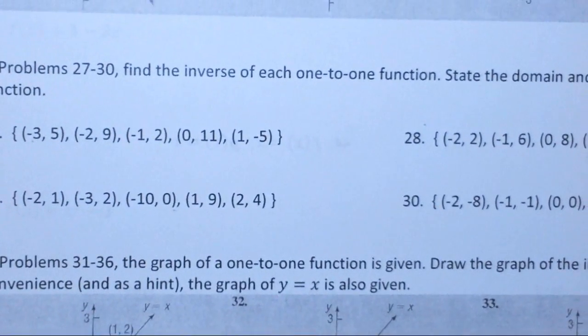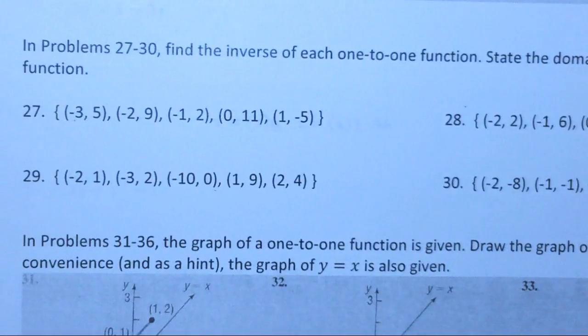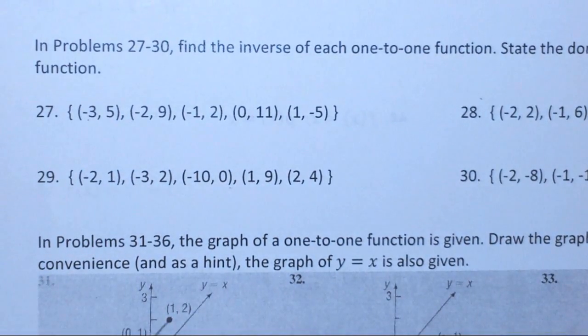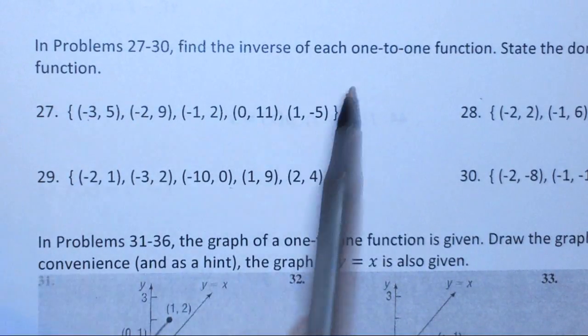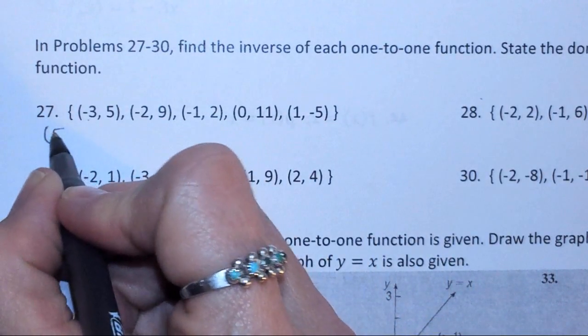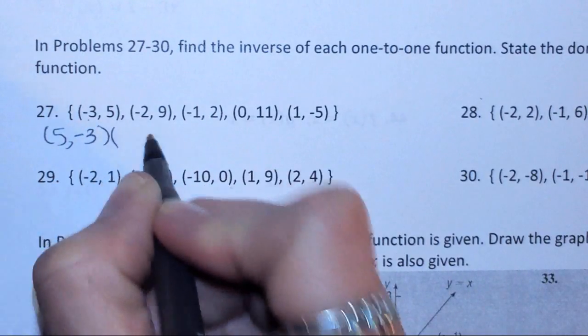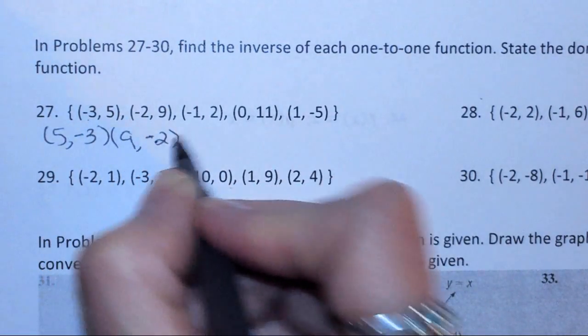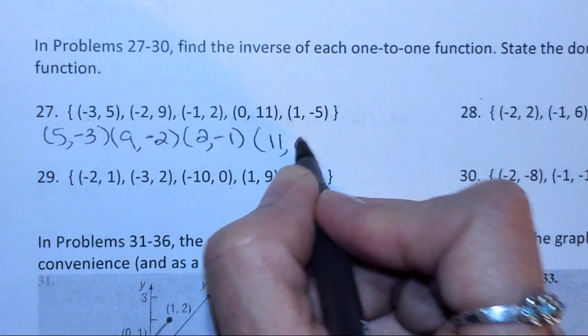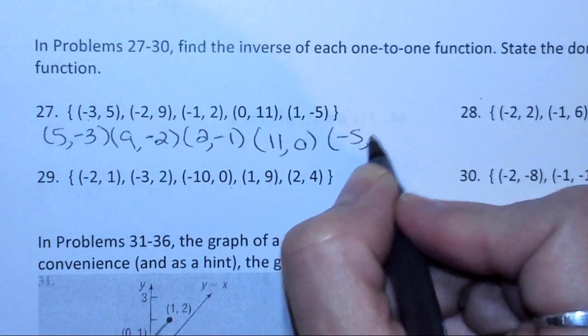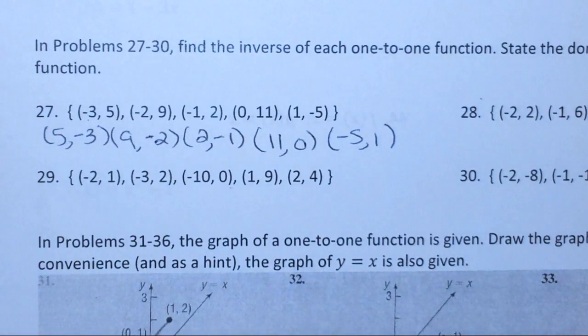On 27 and 29, they want you to find the inverse and then state the domain and range. So remember, the inverse means I just flip them. So my inverse is (5, -3), (9, -2), (2, -1), (11, 0), and (-5, 1).